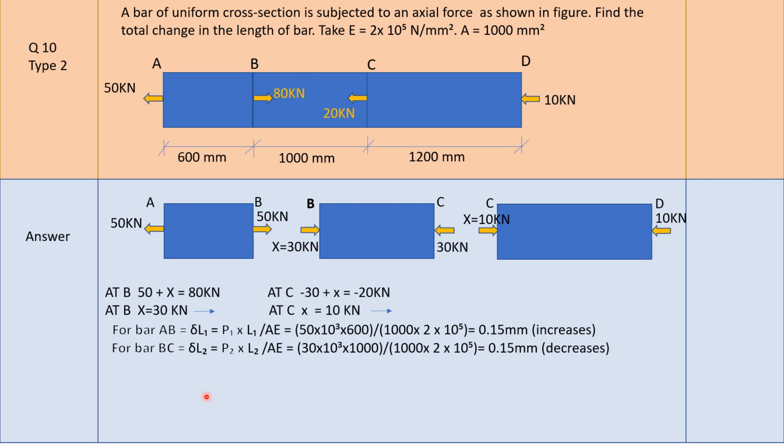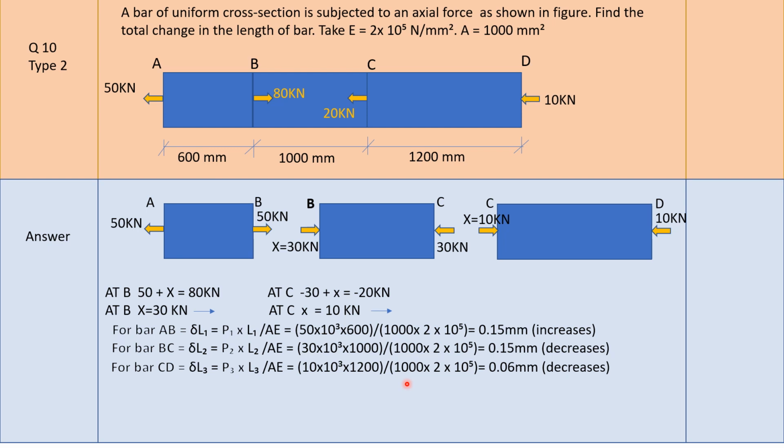Then let us come to the bar CD. For the bar CD, delta L3 will be equal to P3 into L3 divided by AE. Now see here, the force acting on the CD is 10 kilonewton. So P is 10 into 10 raised to 3. Here I am converting it into Newton. Then the length is 1200 mm. So L3 is 1200, divided by area 1000, and E is 2 into 10 raised to 5.